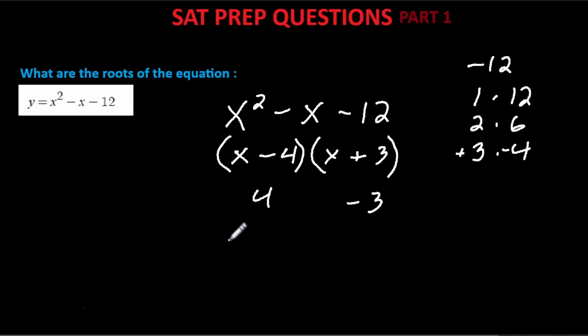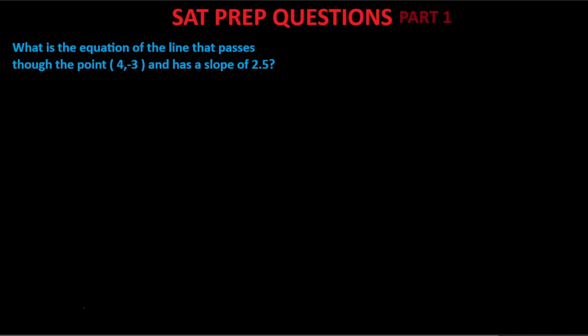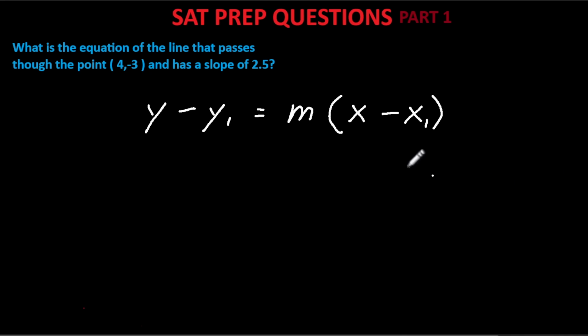Stating it as a point, this is asking to find an equation of a line that passes through a point and a slope that's given. So we're going to use the point slope formula. Now, when you do this, you substitute in the x and y coordinates and the slope, which is m.